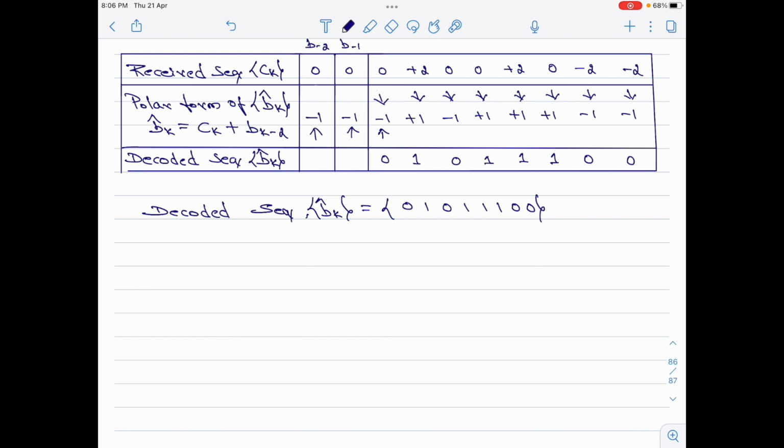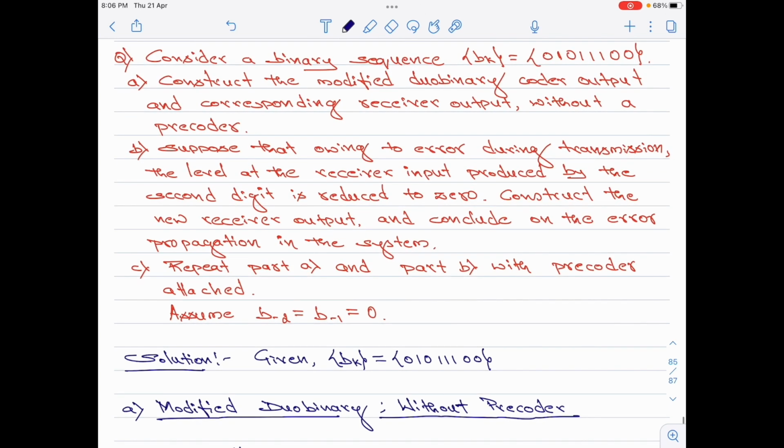Let us now move on to part B. Part B of the question says, suppose that owing to error during transmission, the level at the receiver input produced by the second digit is reduced to 0. Construct the new receiver output and conclude on the error propagation in the system.